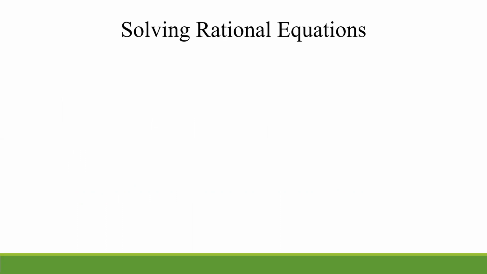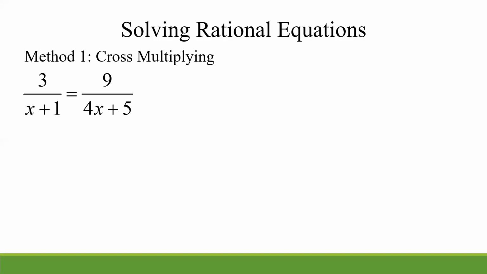So there's really 2 methods that we're going to talk about doing this. The first one, just like you've been doing since middle school, is to solve some of these just by cross multiplying. That's when you're going to have one rational expression on each side of the equation, like this example here. You guys know how to cross multiply already, so we don't need to talk about that a whole lot.